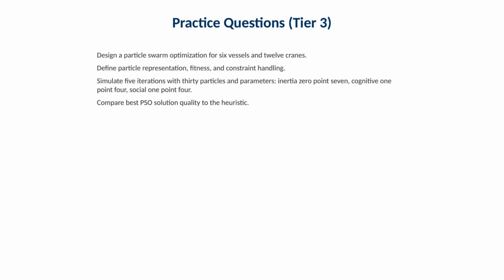You define particle representation, fitness, and constraint handling. You simulate 5 iterations with 30 particles and parameters: inertia 0.7, cognitive 1.4, and social 1.4, then compare solution quality to the heuristic.